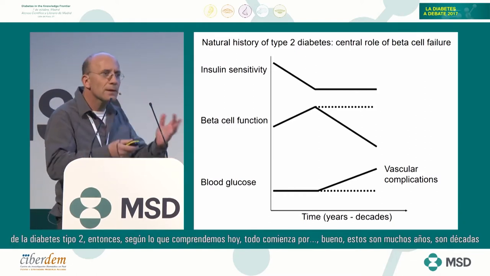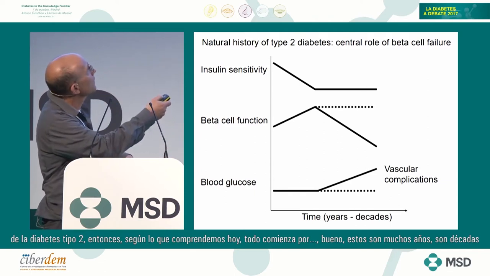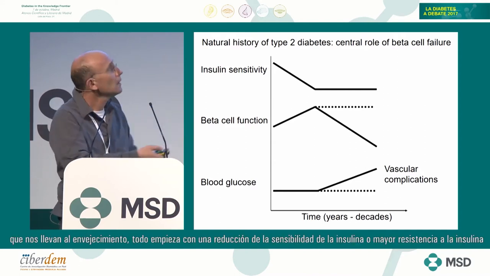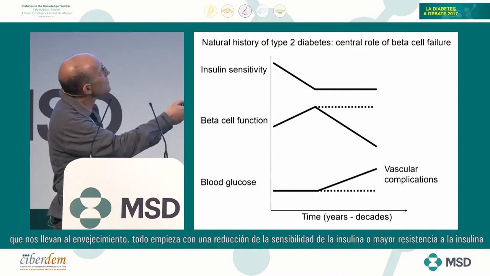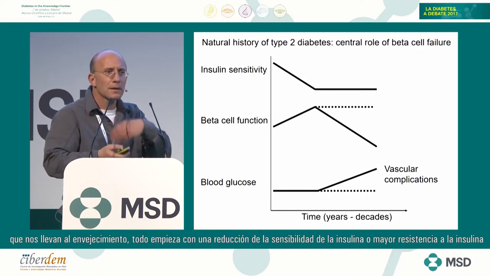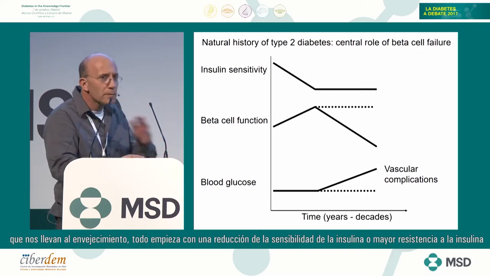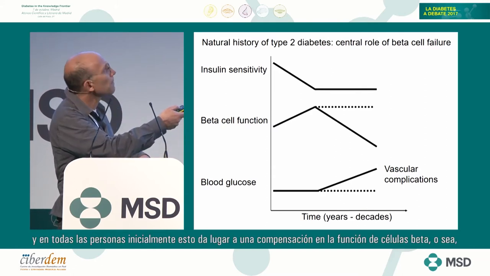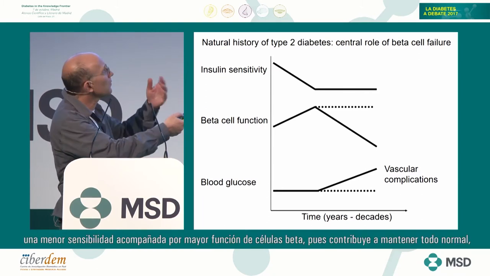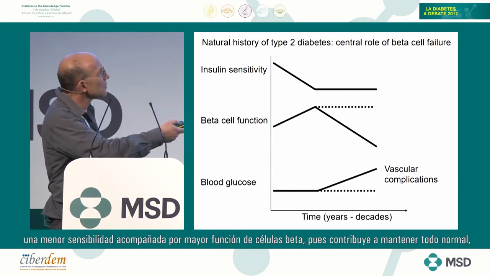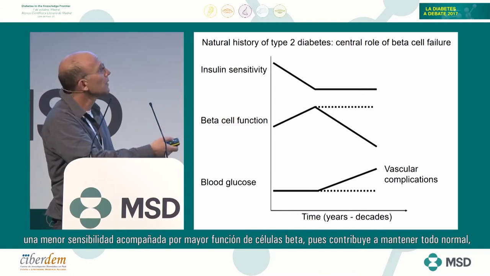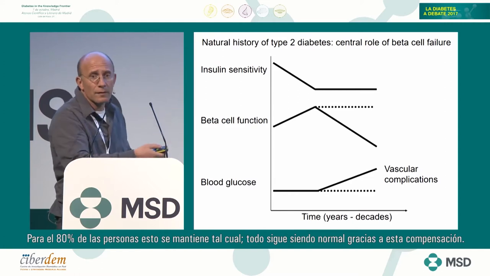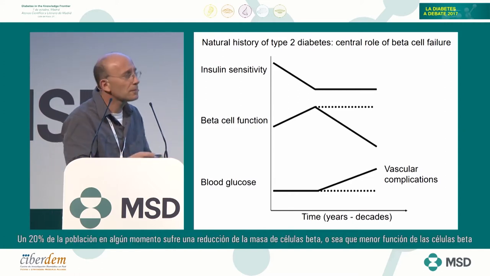According to what we understand today, everything starts from, this is a long timeline of years to decades, which brings us to aging, but everything starts from reduced insulin sensitivity in the periphery, or if you will, increased insulin resistance. This, in all people, initially leads to a compensation in beta cell function. So reduced insulin sensitivity coupled with increased beta cell function, more insulin secretion, maintains your glucose levels normal. For 80% of the people in this situation, everything continues like that forever, and they are fine. These are people with metabolic syndrome, but no diabetes.